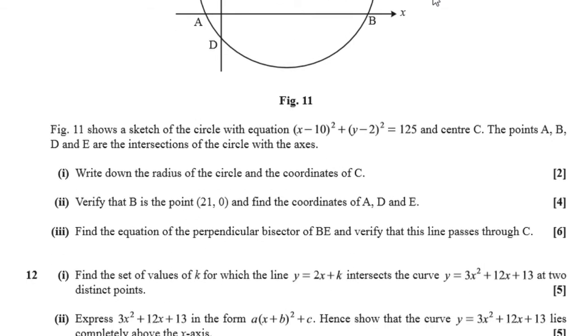Now for question 11, we have a circle. It shows a sketch of a circle with equation x minus 10 squared plus y minus 2 squared equals 125, and center C. The points A, B, D, and E are the intersections of the circle with the axes. Part 1 is write down the radius of the circle and the coordinates of C. Part 2, verify that B is the point 21, 0, and find all the other intersection points. And finally, find the equation of the perpendicular bisector of BE and verify that this line passes through C.